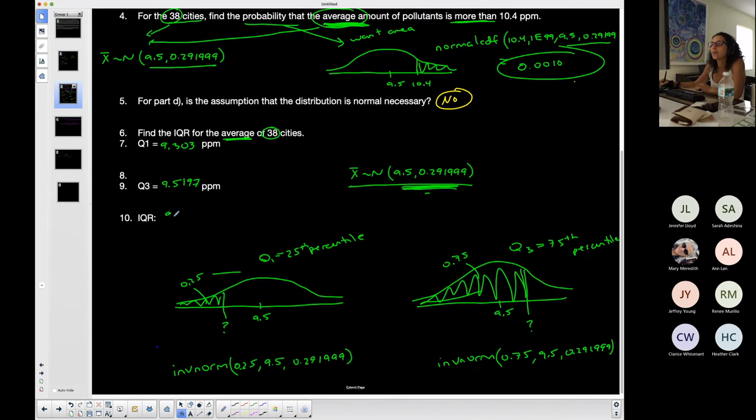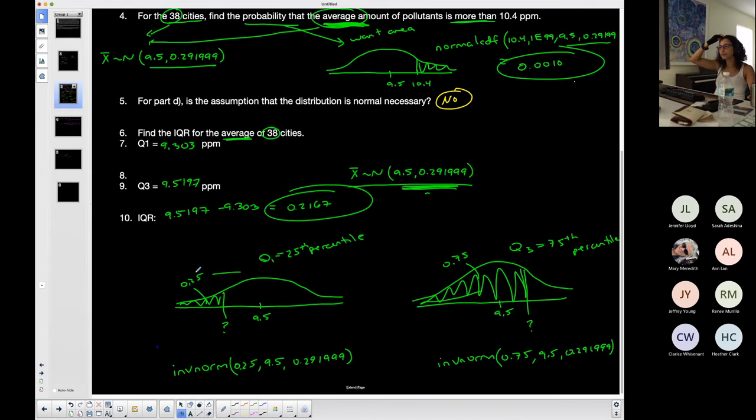All right, 9.5197 minus 9.303, right? Because it's Q3 minus Q1, which I don't know what that is. What is that? 9.5197 minus 9.303, and I get 0.2167. So my IQR for this particular situation is 0.2167.